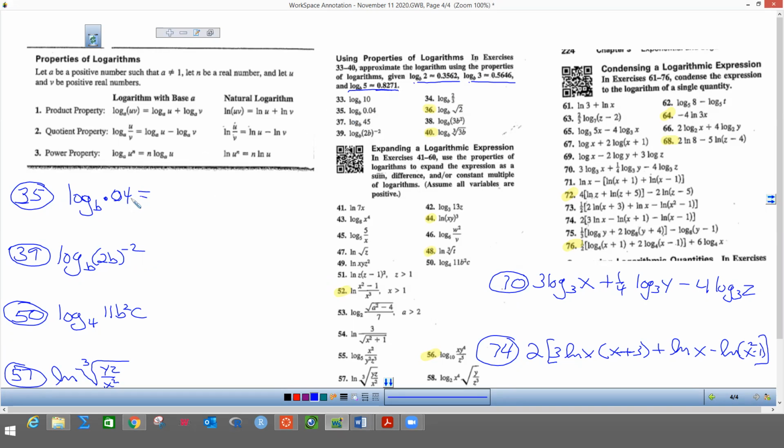So we need to know 0.04 is the same as 4/100ths. And so we can simplify 4/100ths to 1/25th. And then 25, to save space, breaks down to 5 times 5 in the denominator. So this is going to equal log base b of 1 minus log base b of 5 minus log base b of 5.